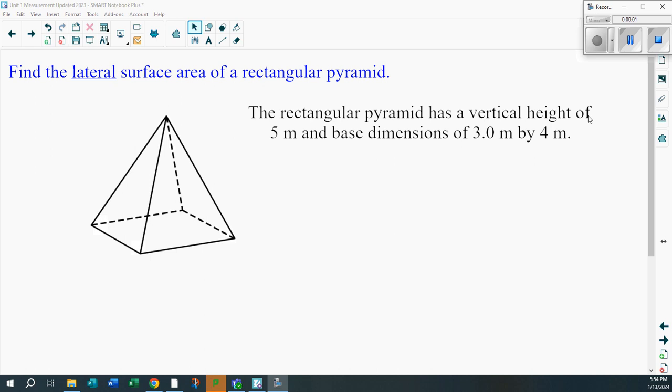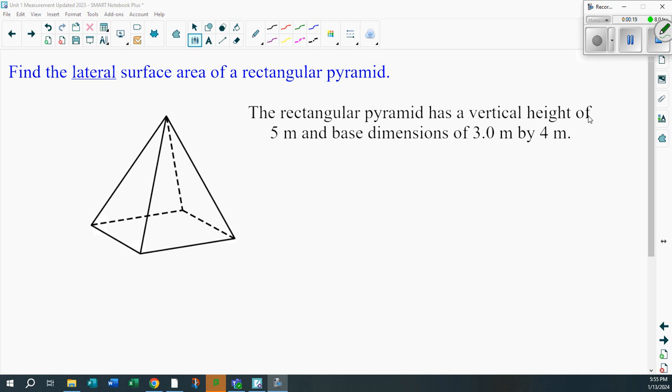So this one's going to take us a little bit more. Why? Because we've got a rectangular pyramid now. We don't have a square pyramid anymore. If you look at this, it says the rectangular pyramid has a vertical height now. So I'm going to have to use, guess what? Yup, a squared plus b squared equals c squared. But let's keep it simple here. I'll show you how to do it in a second.